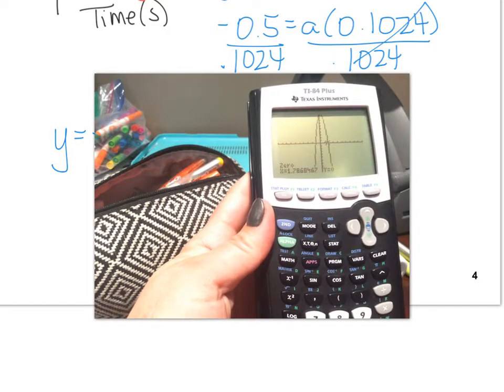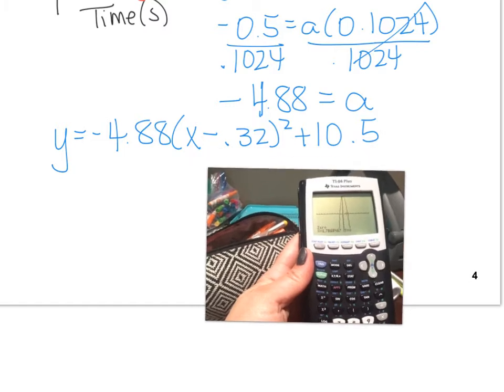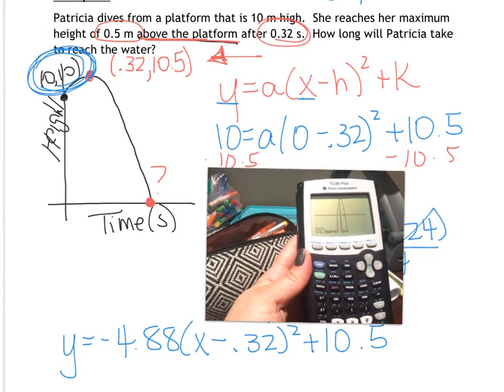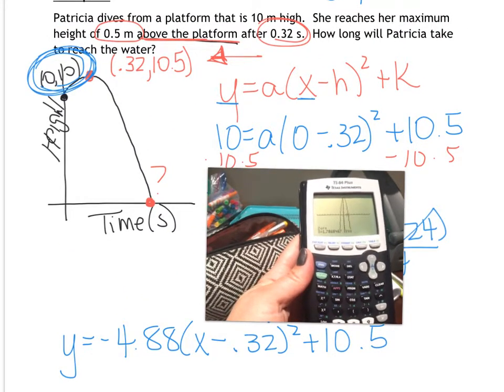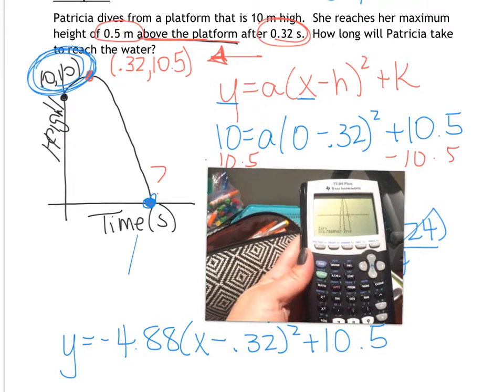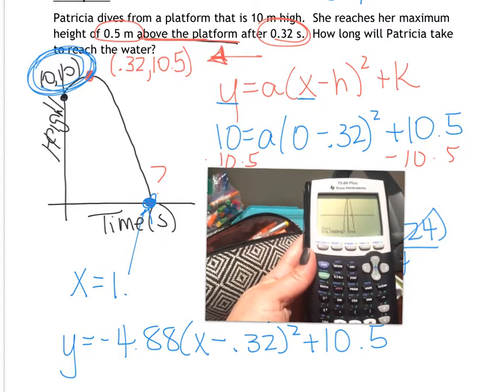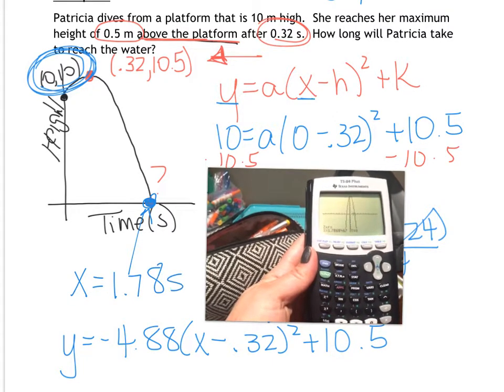1.78. So that's how long, if we go back here, up to my diagram, this is how long it takes her to reach. That's that point right there. So x is going to equal 1.78 seconds.